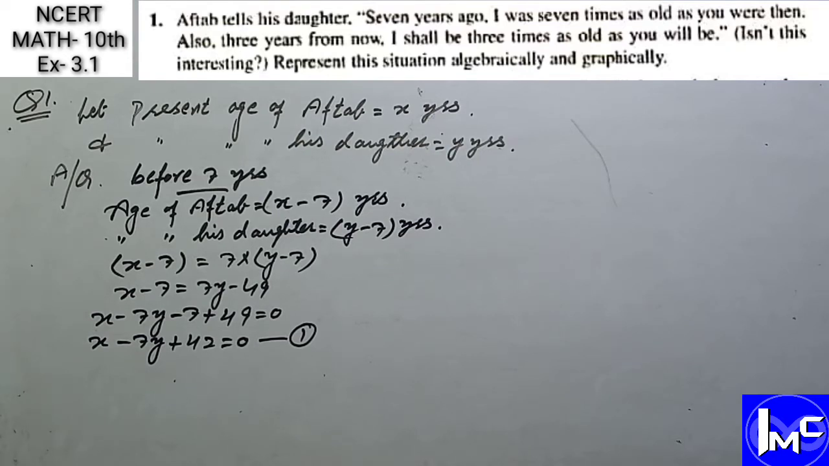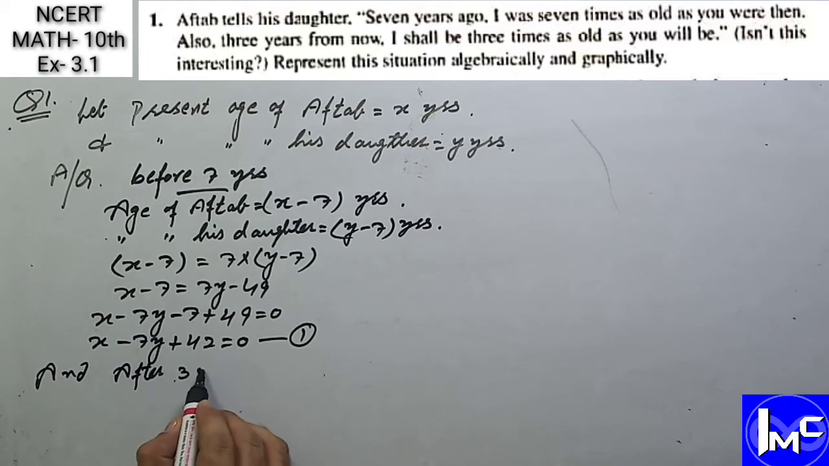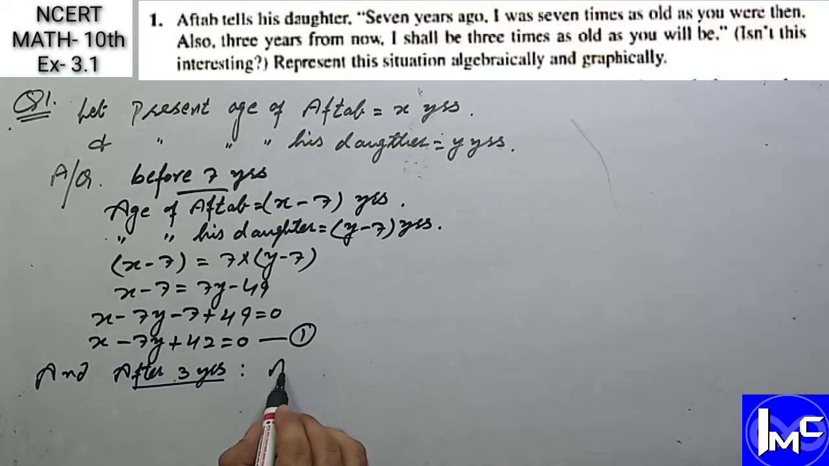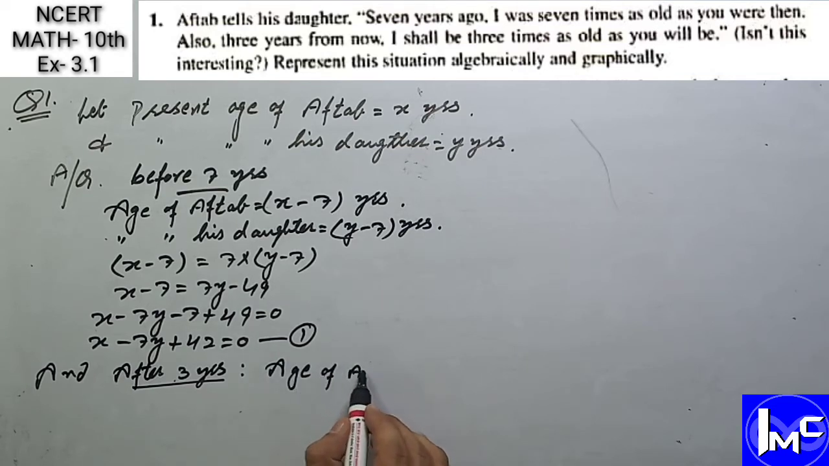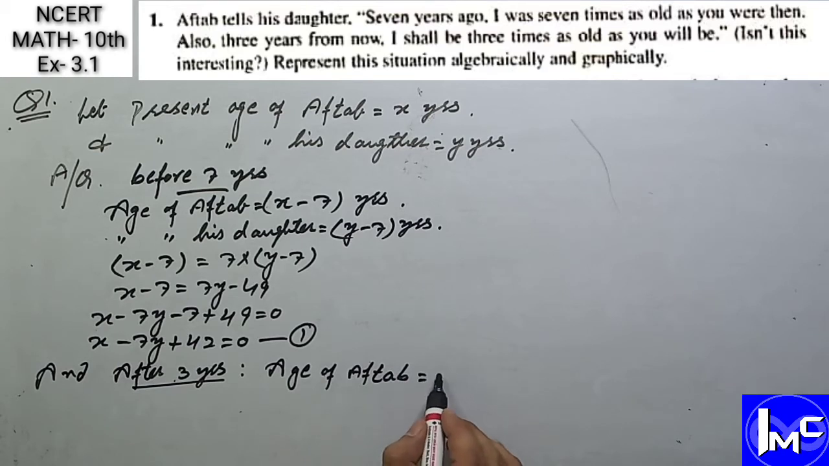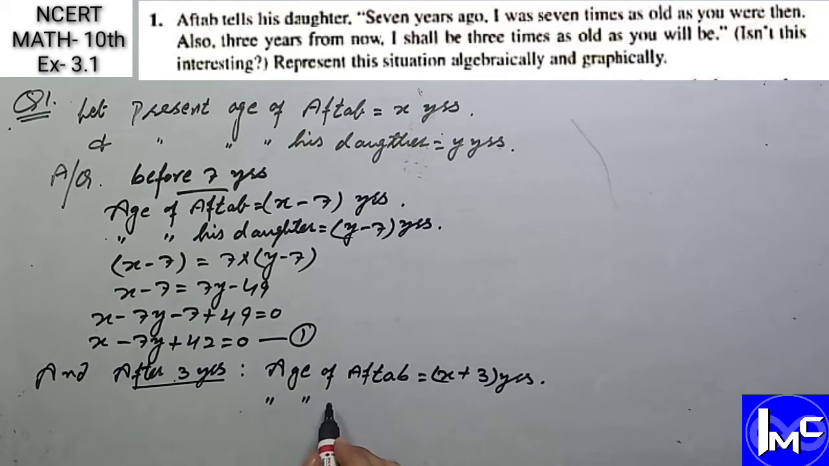And the second situation is, "3 years from now I shall be", after 3 years age of Aftab will be x plus 3 years, and age of his daughter will be y plus 3 years.